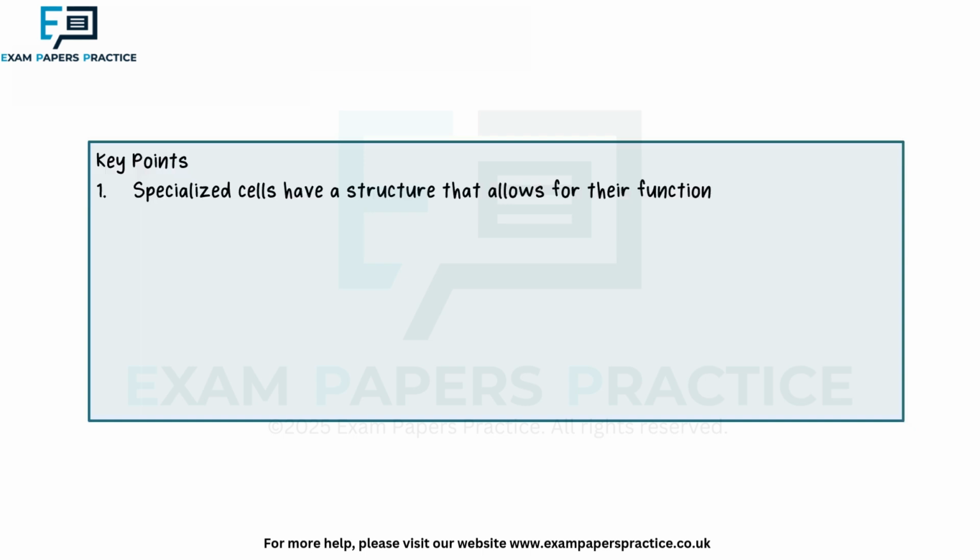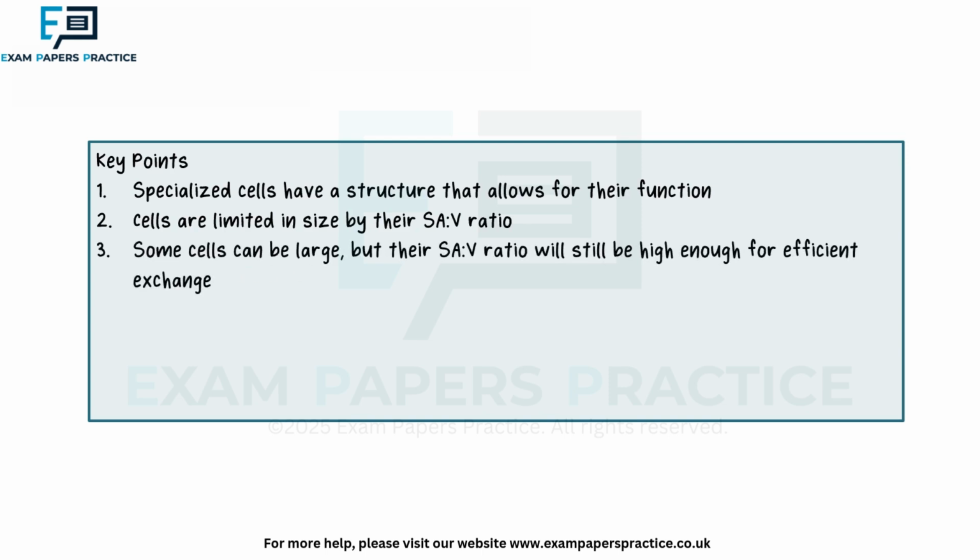In this video, we saw how specialized cells have a structure that allows them to perform their function efficiently. We also saw that cells are limited in size by their surface area to volume ratio, or their efficiency in exchanging materials across their membrane. We reviewed how some cells can be quite large, but they will still have a high enough surface area to volume ratio for efficient exchange, like the neuron.